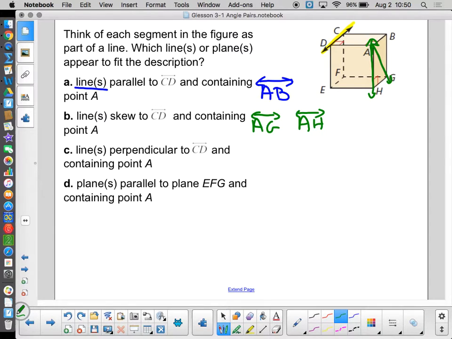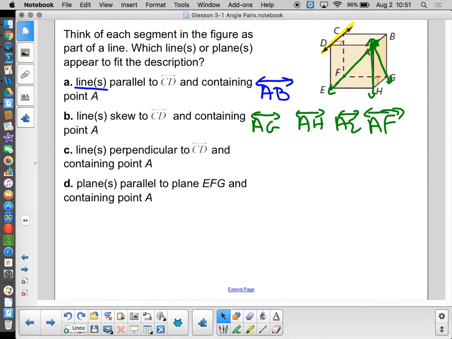But I could draw more lines. There's AE would be a line. Any 2 points make a line, we know that. So AE would be a line that doesn't intersect. Same with AF. In the plane does not intersect. So we have a lot of skew lines here, don't we? A whole lot of skew lines. So something to keep in mind that we can get a lot of lines here and that we don't necessarily have to have those lines drawn in the picture in order for them to be lines.